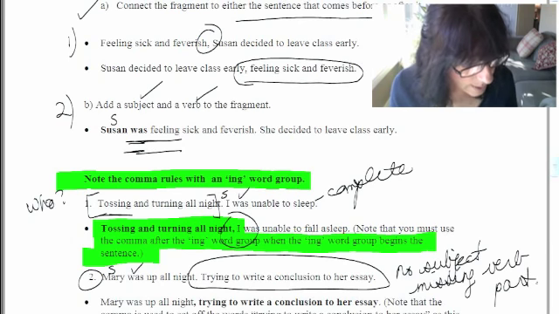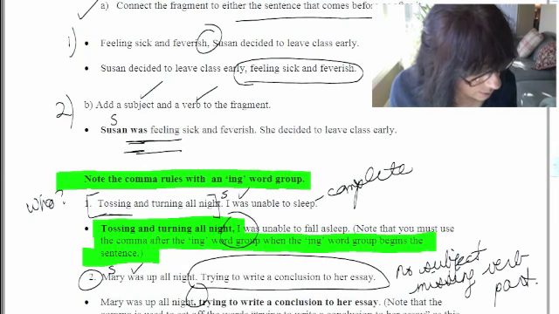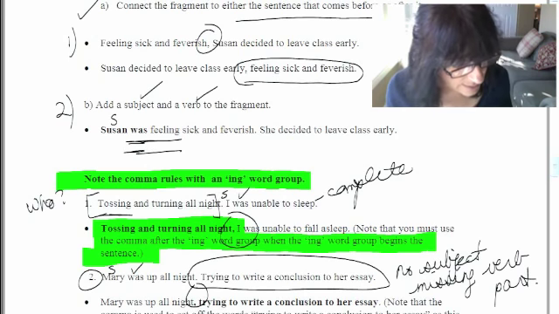So how could you correct it? You could say, Mary was up all night, comma, trying to write a conclusion to her essay. Now note that the comma is used to set off the words trying to write a conclusion to her essay because this is extra material at the end of the sentence.